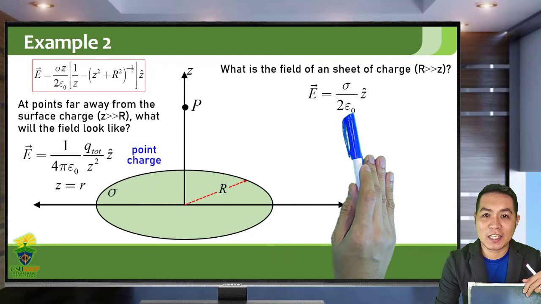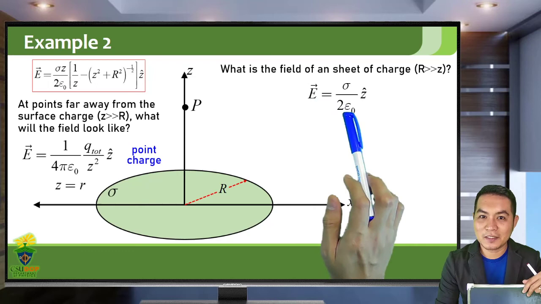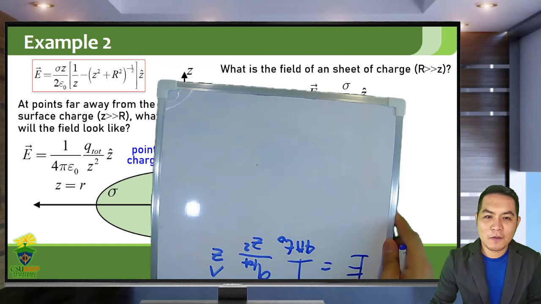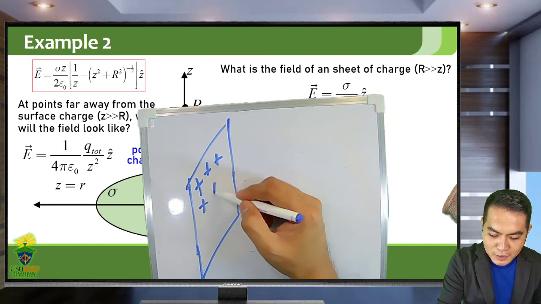So this result is very interesting, since you will notice that the electric field doesn't depend on position z. Its direction is along z hat, but its magnitude doesn't depend on z, meaning your electric field is constant. So actually, if you have a sheet of charge, so for instance, this is the side view or the perspective view of your sheet of charge. So you have positive charges on a square surface.